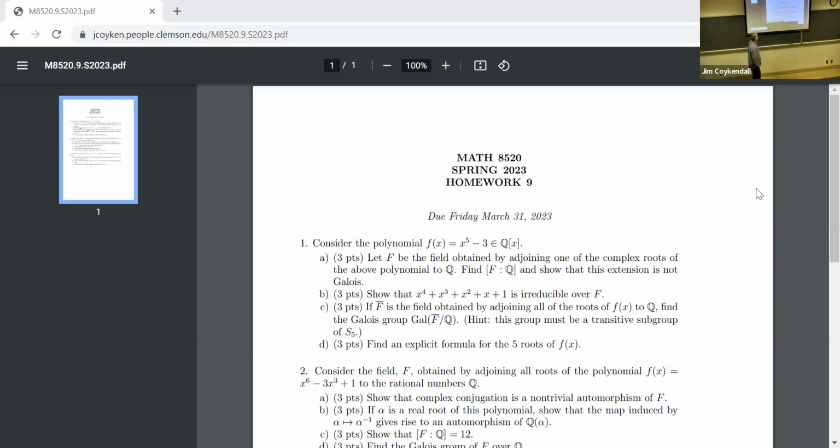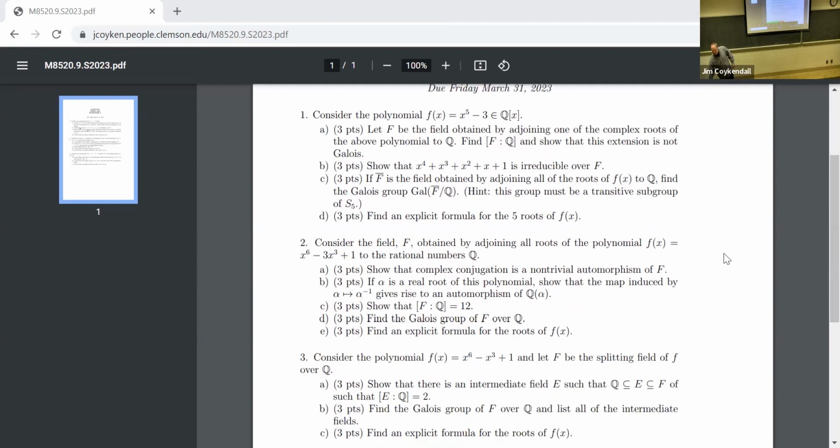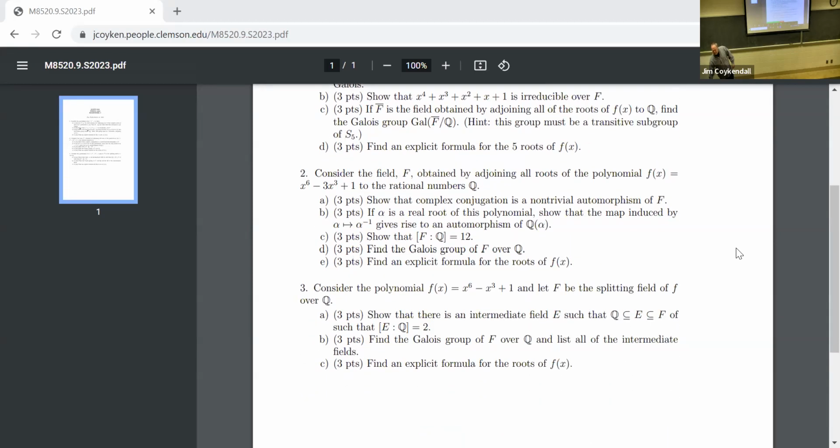And then D, find an explicit formula for the 5 roots of f of x. Hopefully by radicals. You can actually find all 5 roots of this by using fifth roots, square roots, cube roots, things like this. And if you think about it, there's a way to do it. And then I give you another polynomial.